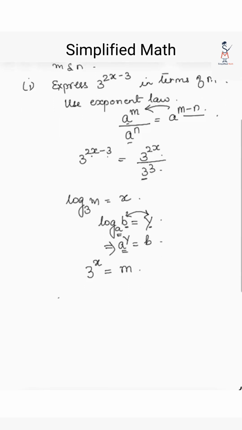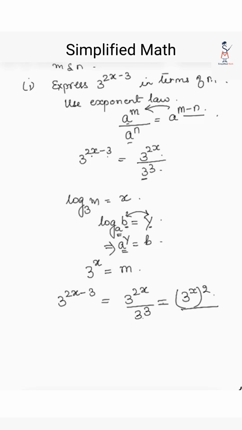Fine. Now we found out 3 raised to the power 2x minus 3 as 3 raised to the power 2x by 3 raised to the power 3. Now this can be written as 3 raised to the power x, whole raised to the power 2. We can write it like this. And 3 raised to the power 3 is 27. And 3 raised to the power x we derived here is m. So this will become m square by 27.